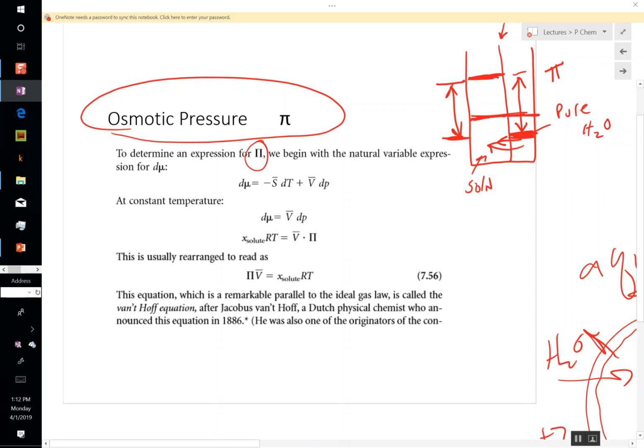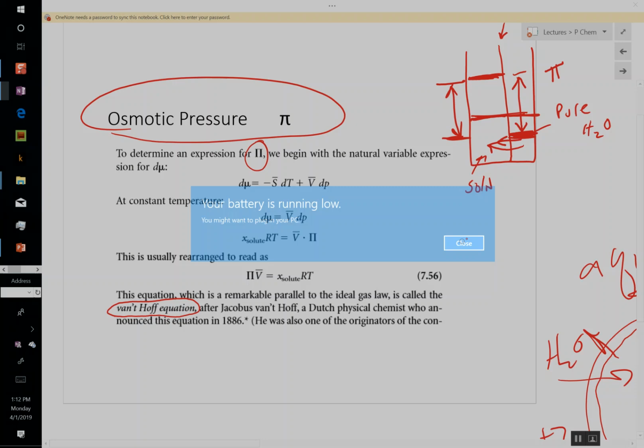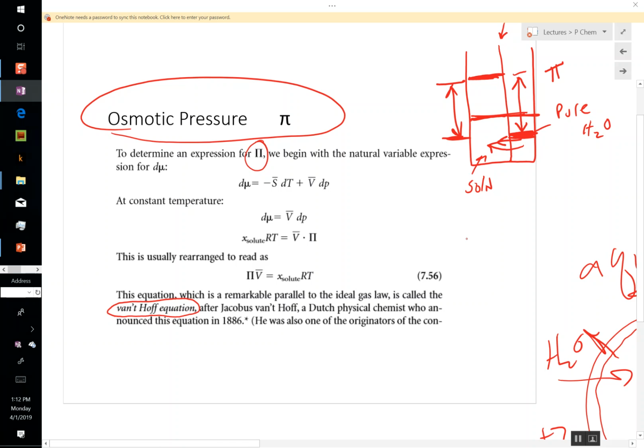Now, those of you reading the book, you may recall there was an earlier Van 't Hoff equation. There are actually two equations called the Van 't Hoff equation. They're not really related to one another, but here's another one. Van 't Hoff got into osmotic pressure. What is X? Yeah, it's a mole fraction.